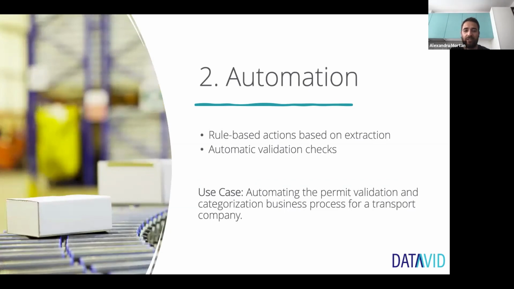Another important use case would be automation. Now, on top of the entities you have, you can put certain rules allowing you to automate some of the business processes you have. Basically, a use case we saw on that was a company that wanted to automate the business process of validating some permits. So they were receiving the permits in email.